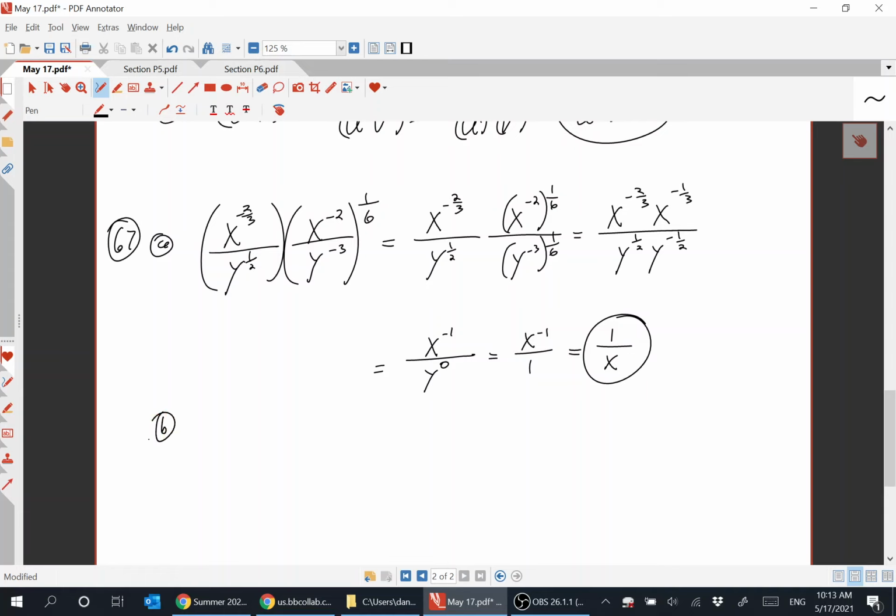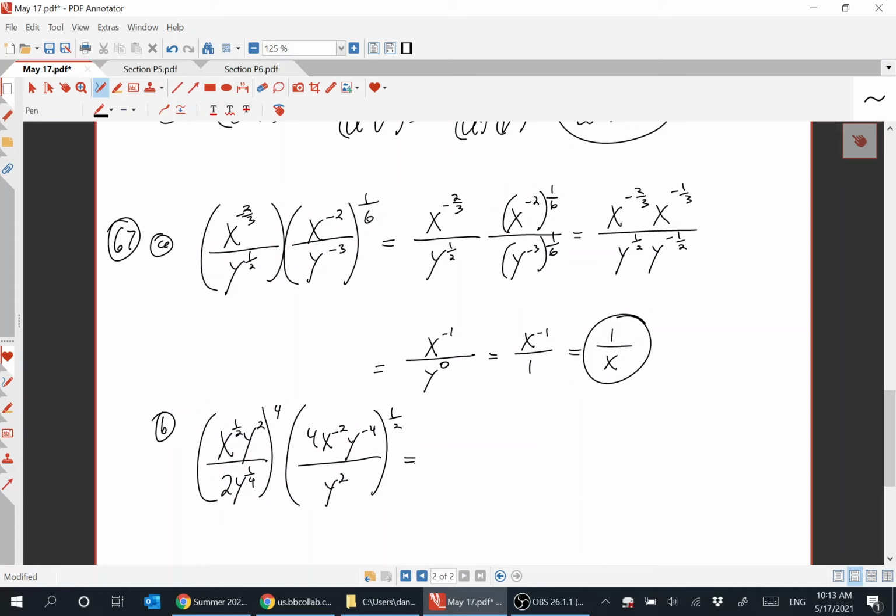B. So (x to the 1/2 y squared) all that to the 4th power over 2y to the 1/4, the whole fraction, all that to the 4th power, times the fraction 4x to the minus 2, y to the minus 4 over y squared, all this to the 1/2.